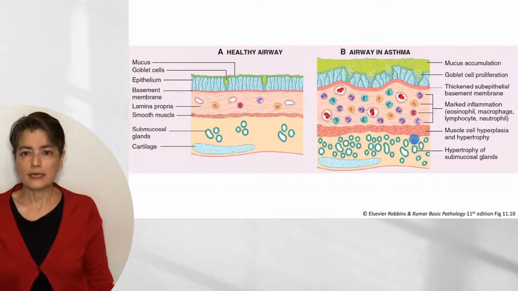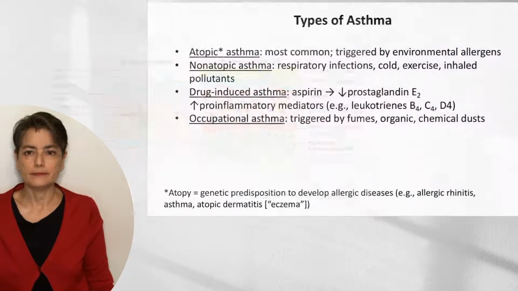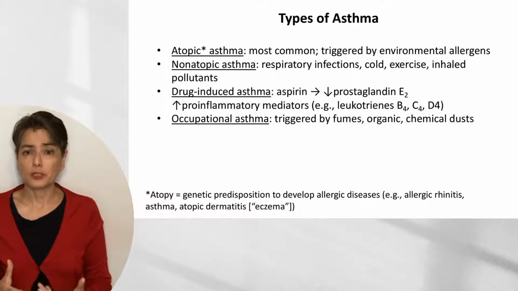And in long-standing asthma, we're going to get muscle cell hyperplasia and hypertrophy, as well as hypertrophy of our submucosal glands. Now, as you can see here, the bronchial wall is markedly thickened. And the result of this is going to be a narrowing of our airway. There are multiple types of asthma. I'm going to be focusing on atopic asthma, as that's the most common.